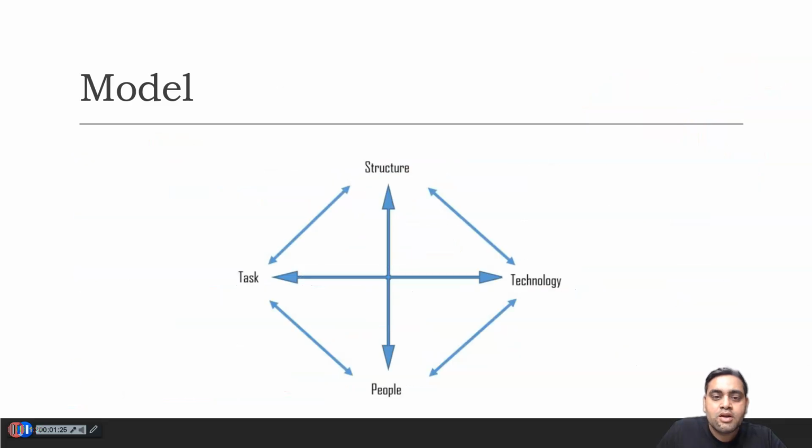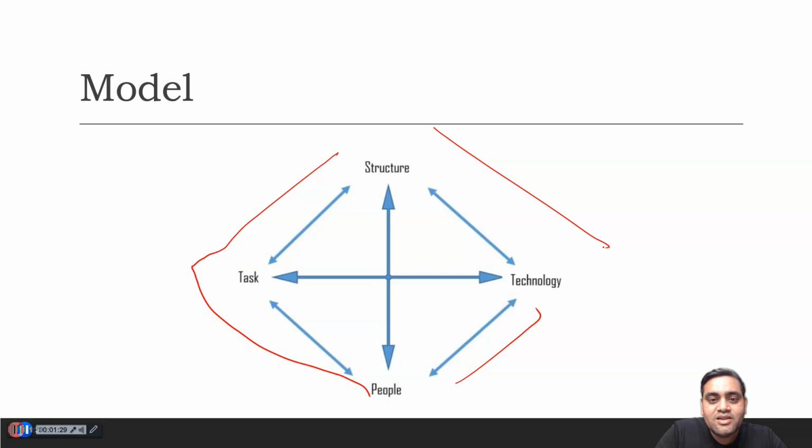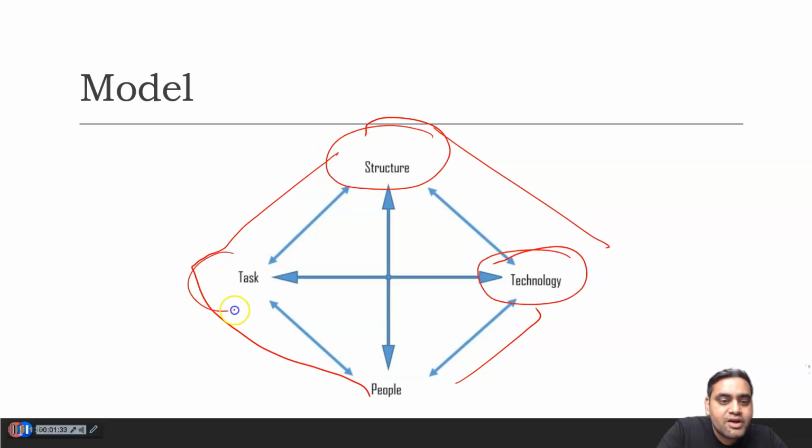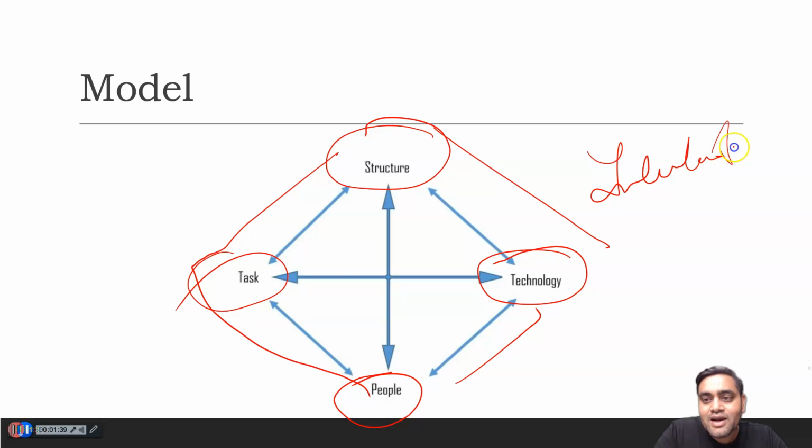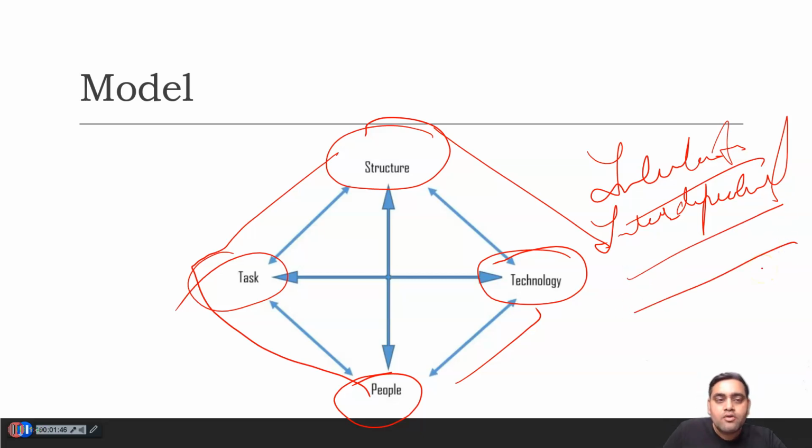So this was the model. You can look at this. This looks like a diamond shape, right? And he said that the first component is structure. It is linked with technology, linked with task, linked with people. Similarly, all the components are interlinked with each other. So they were interlinked and interdependent. This is also a very important point that needs to be remembered, right? Let's move on to the first component. I will be explaining all the components now.